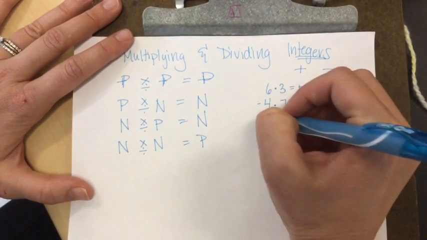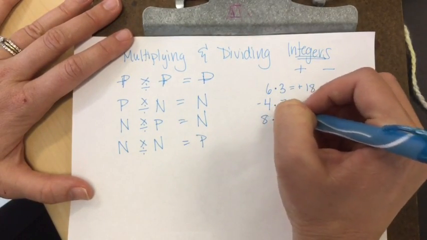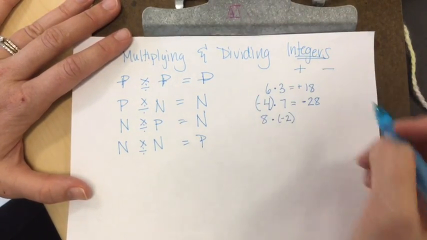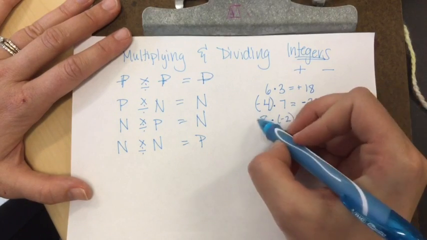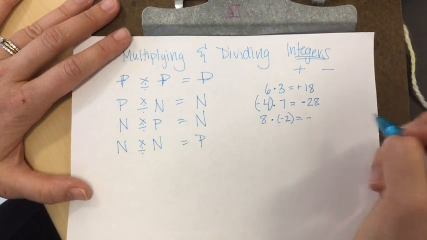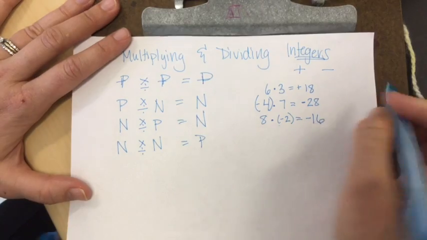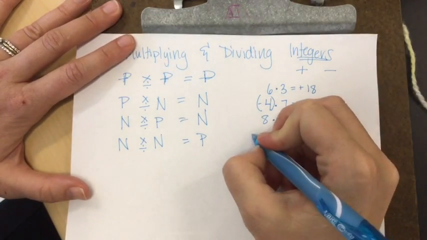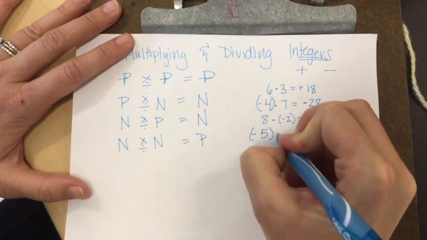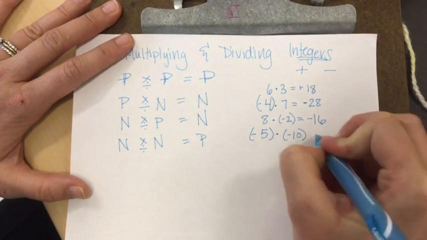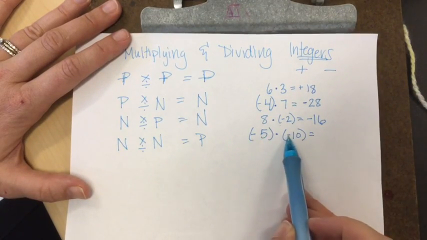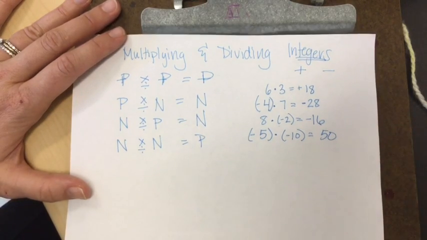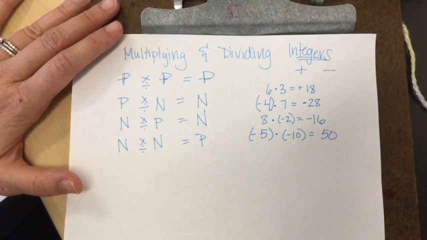If you do 8 times negative 2, a lot of times you'll see the negative number in parentheses, so you know that that goes with the number. A positive times a negative is a negative number, and 8 times 2 is 16, so your answer to that one is negative 16. And if you do something like negative 5 times negative 10, a negative times a negative is a positive number, and 5 times 10 is 50. So that is the answer to that one.